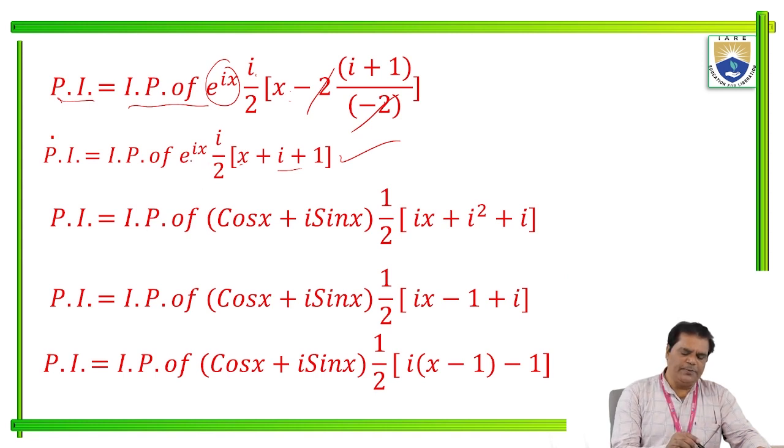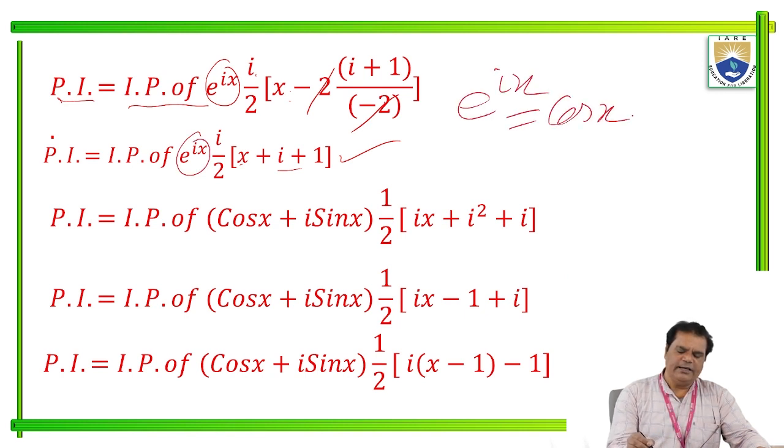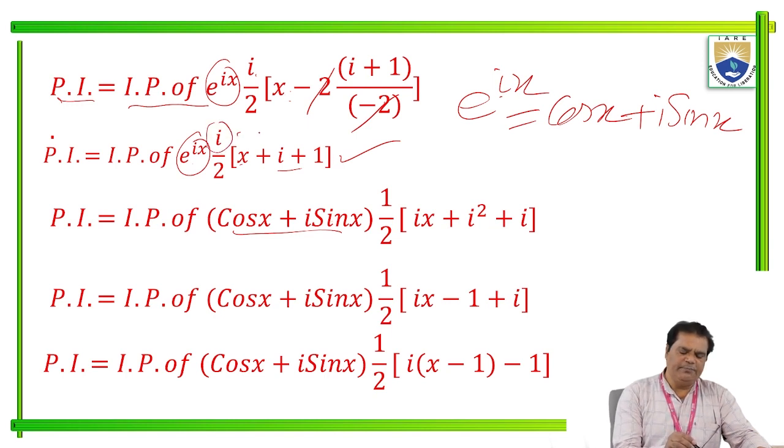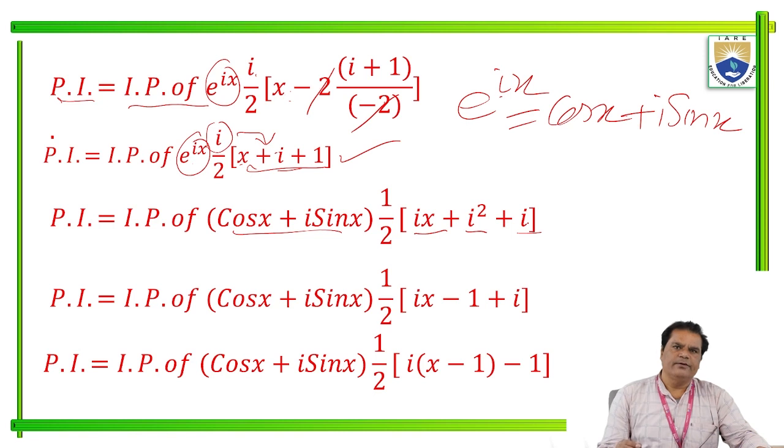Value of e to the power ix: I am writing here cos x plus i sin x. I am putting this value, cos x plus i sin x, and multiplying this i in the bracket. So ix plus i into i square plus i. Again putting i square is minus 1. So the PI of this function is cos x plus i sin x, 1 upon 2, ix minus 1 plus i.